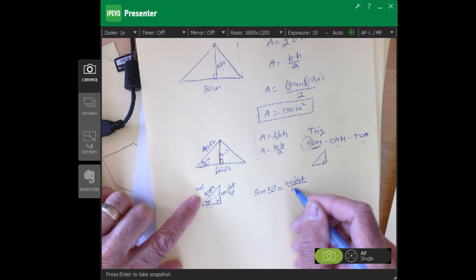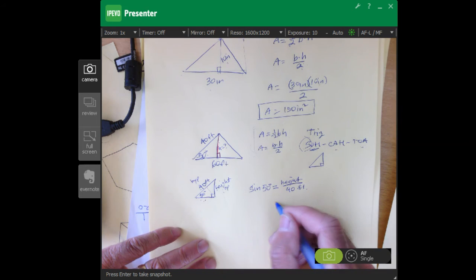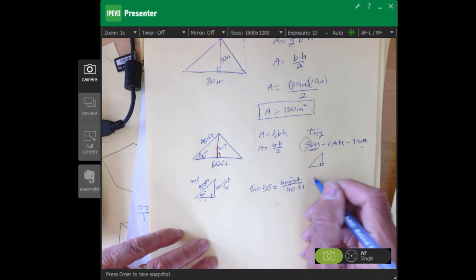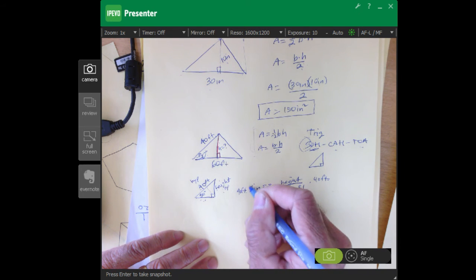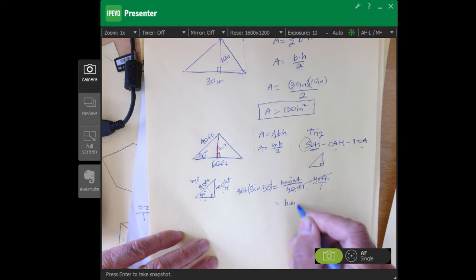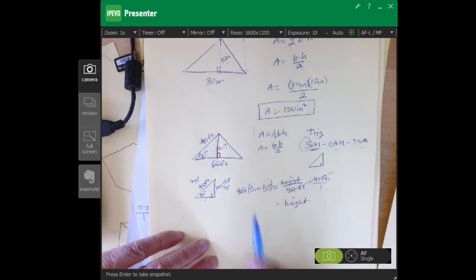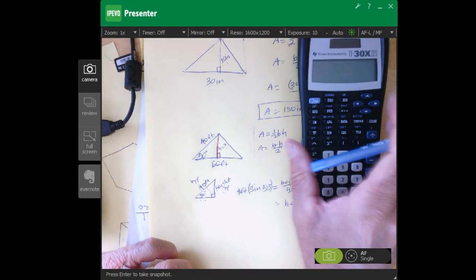divided by 40 feet. So now you multiply both sides by 40 feet. And that's nice because now they cancel out, and we're left with height is equal to 40 feet times the sine of 50 degrees. And the next step is just to use your calculator to find the height.